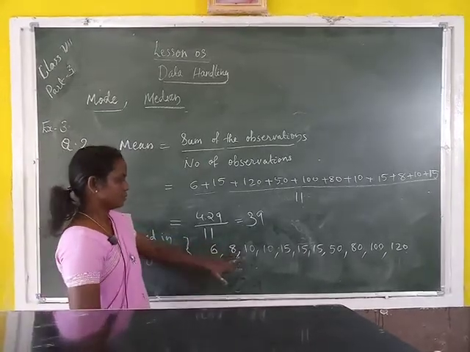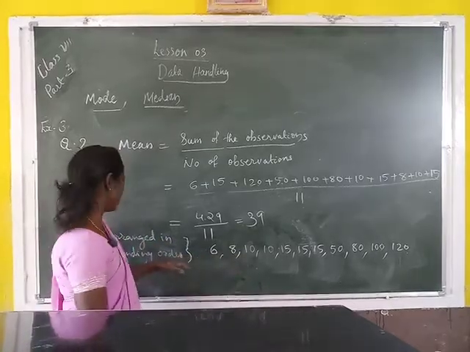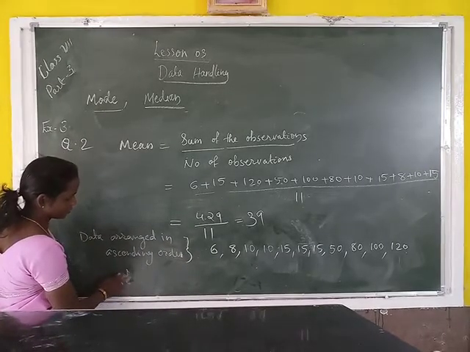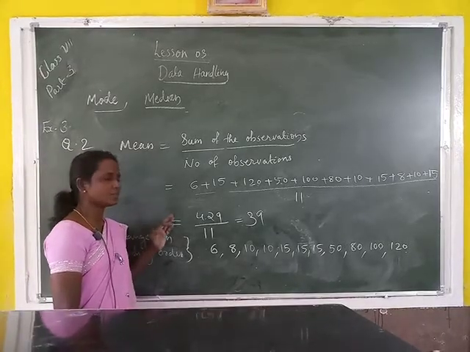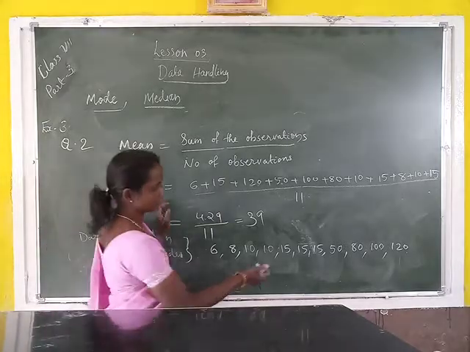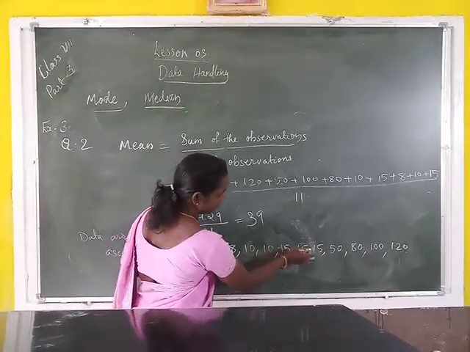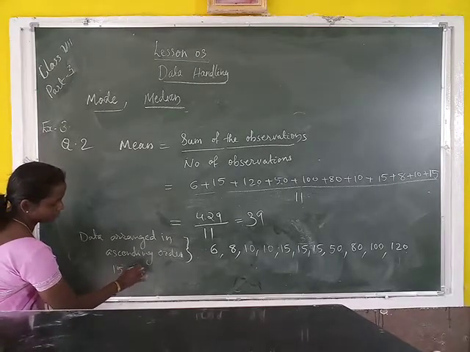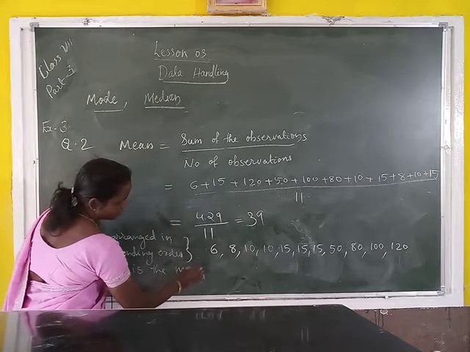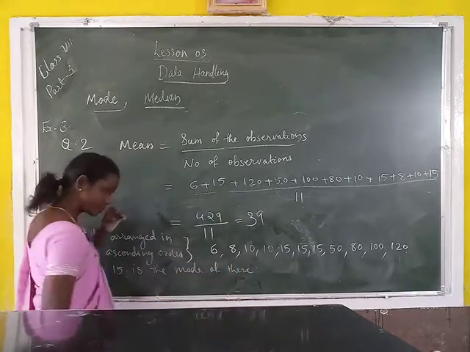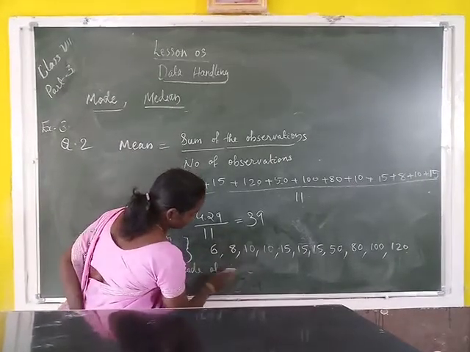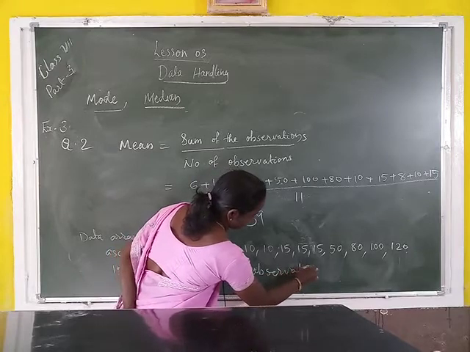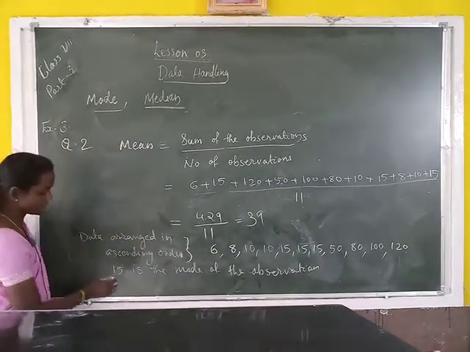Now we have arranged the data in ascending order. Now, how to find the mode? Mode is the observation that is repeated the most times. Which observation is repeated more times? Here, 50 is the mode of this observation.